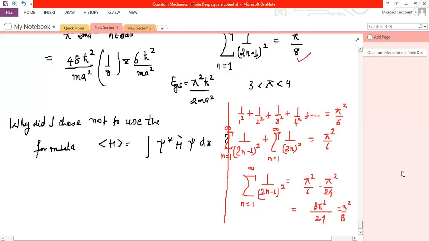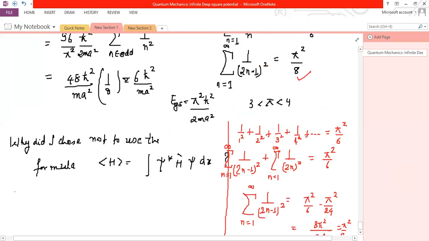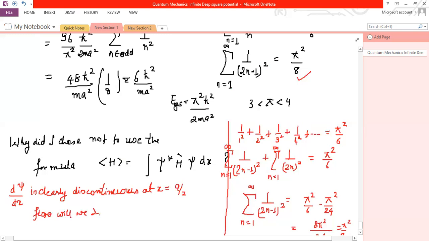So you already know that dψ/dx is clearly discontinuous at x equals a by 2. So why will we be able to define the second order derivative? And why is the second order derivative required?